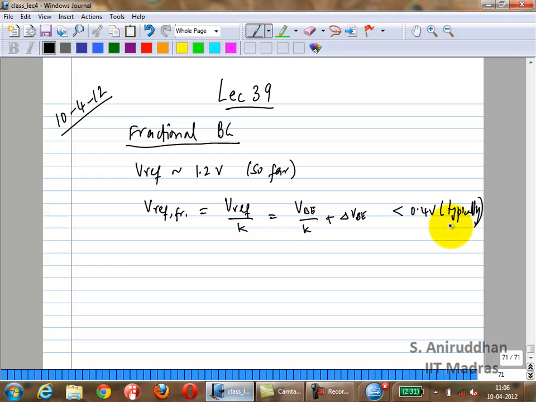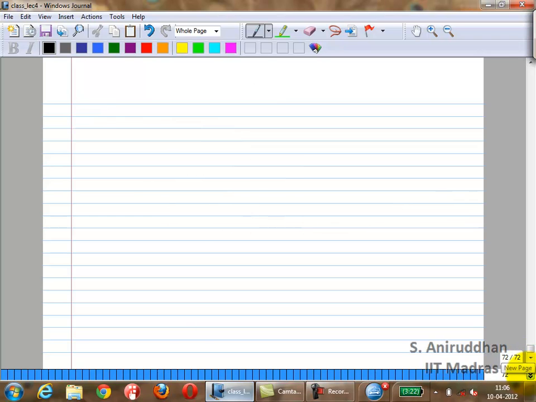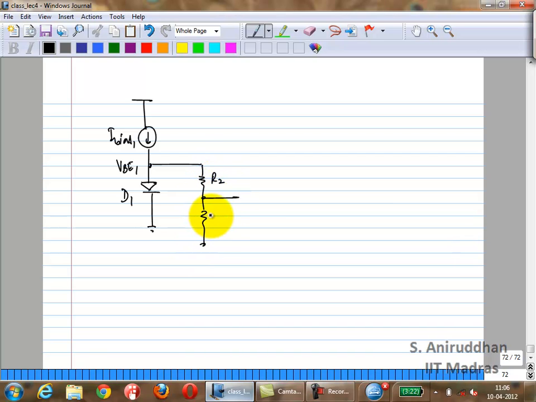So let's first start off with the conceptual diagram, then based on what we have looked at for the CMOS bandgaps, we'll see what we can do. First of all, let me call this Ibias1. This is diode 1. What is the voltage here? VBE1. I'll call this voltage Vn.